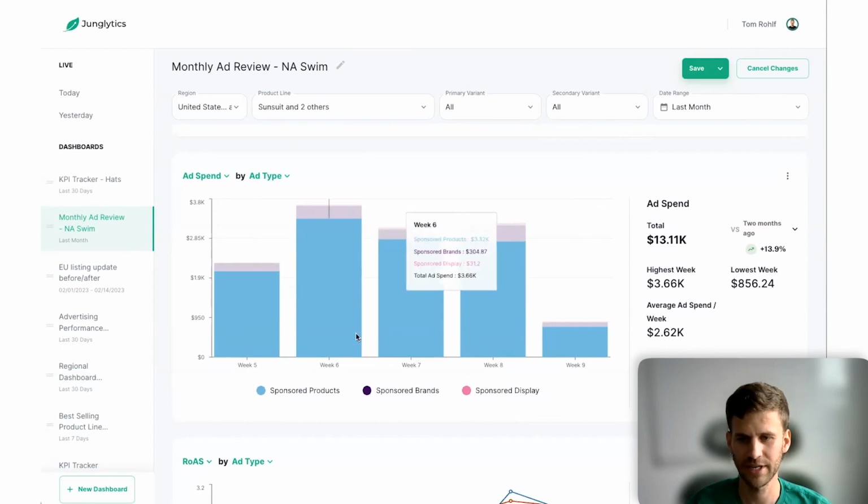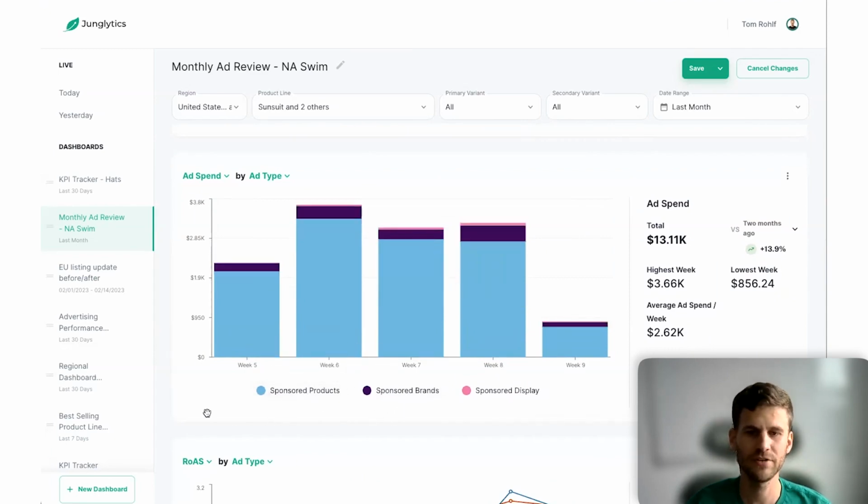This is another feature that we have, where you can see how your ad spend is broken out by ad type, as well as ad filters for ad type. So you can see cards that have just one, two, or all three ad types. Here we can see for these products, we're not doing a ton of sponsored brand and sponsored display, which hasn't really been a focus for us. So it's not a surprise to me.